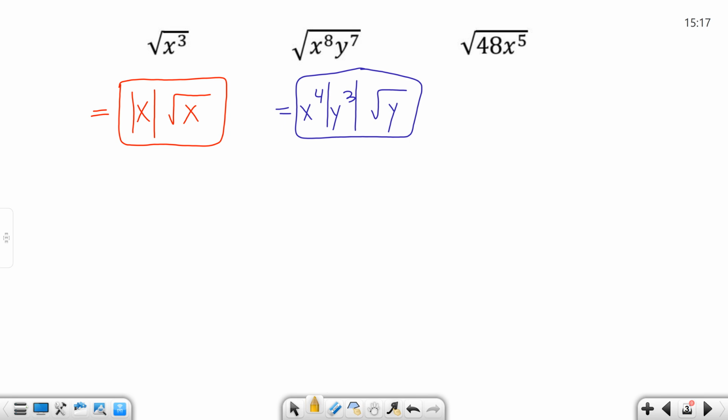So I hope you're having fun already, right? The square root of 48 x to the 5th. Well, here we have, again, square root. So how can I break 48 up? Well, 48 is 16 times 3.